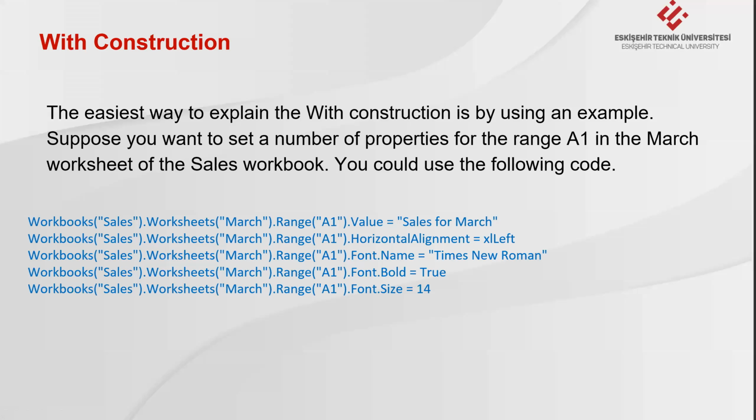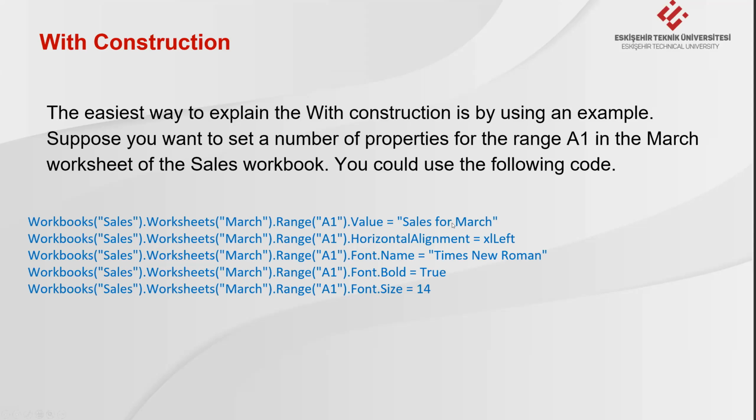Well, the next topic today that we're going to talk about is the With construction. It's a very helpful thing, and the easiest way to explain the With construction is by using an example, as we're going to see right now. Suppose that you want to set a number of properties for range A1 in the March worksheet of the Sales workbook. You could use the following code. For example, we can say Workbooks Sales Worksheets March Range A1 .Value is sales for March.